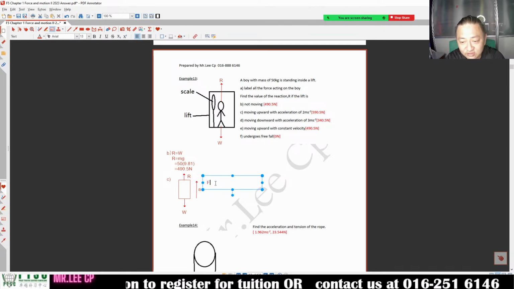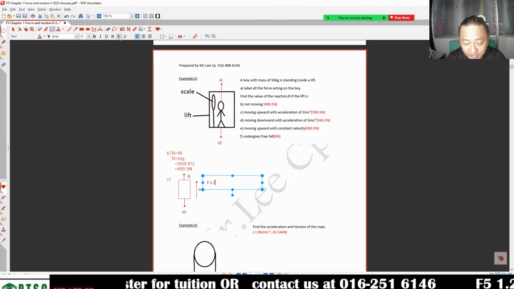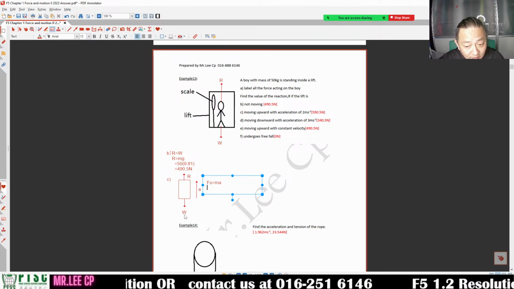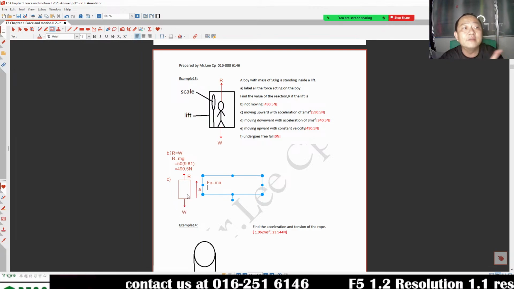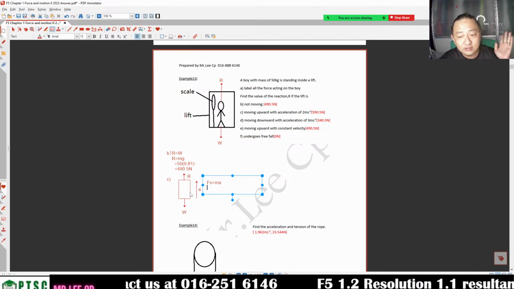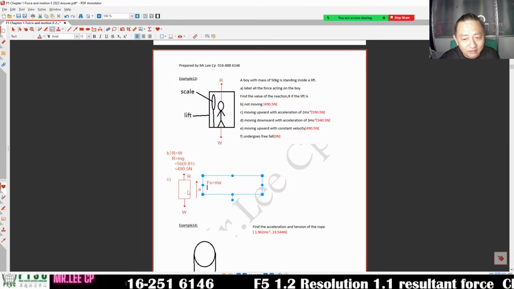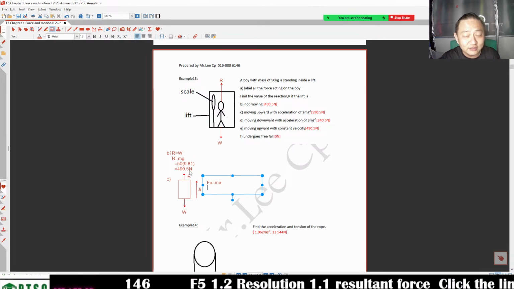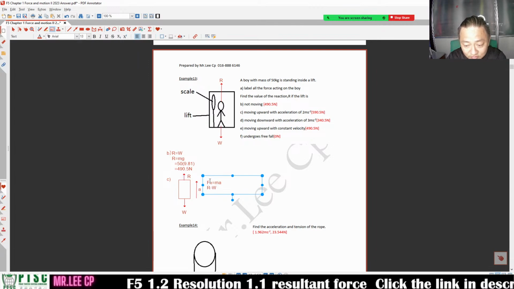Alright. F is equal to MA. Net force, resultant force, is equal to MA. Resultant force is R minus W. Why? Because bigger minus smaller. Always bigger minus smaller, never smaller minus bigger. Don't use W minus R. Why, teacher, why R minus W? Because it is going upward. So R minus W is equal to MA.